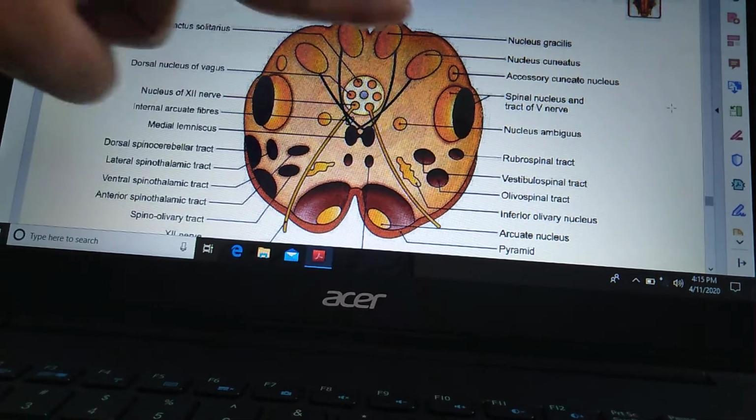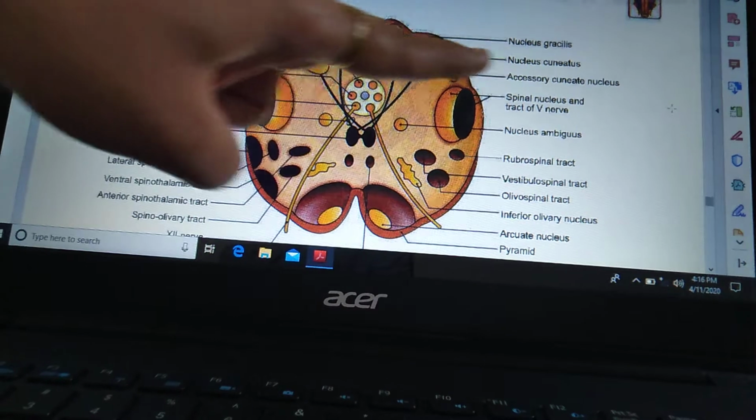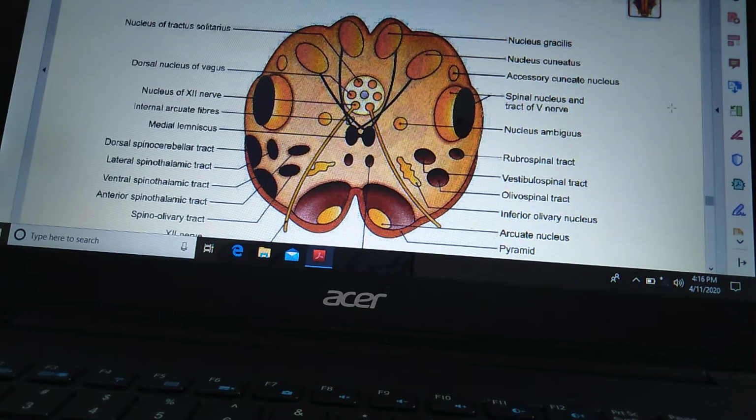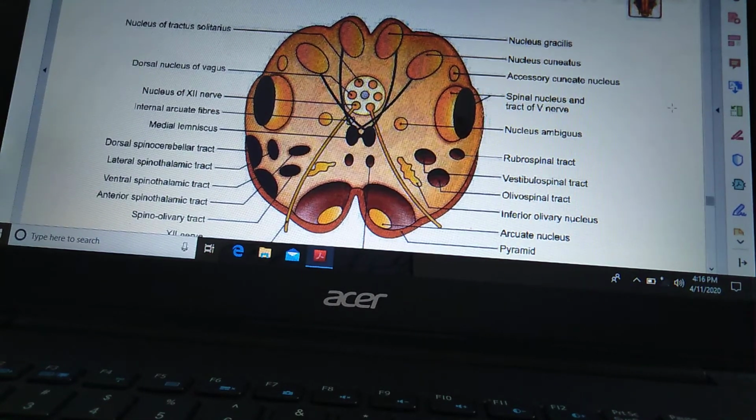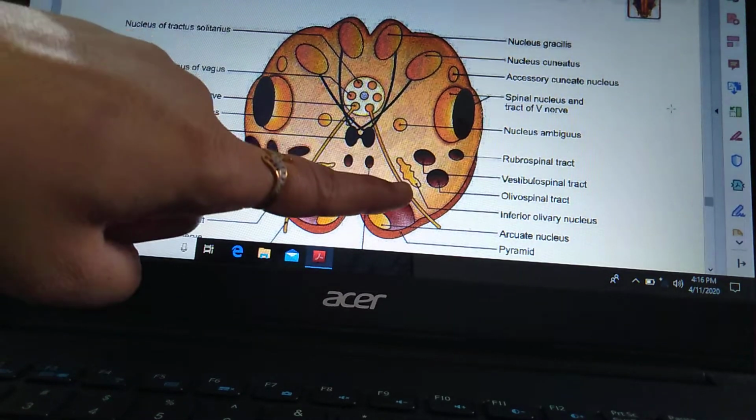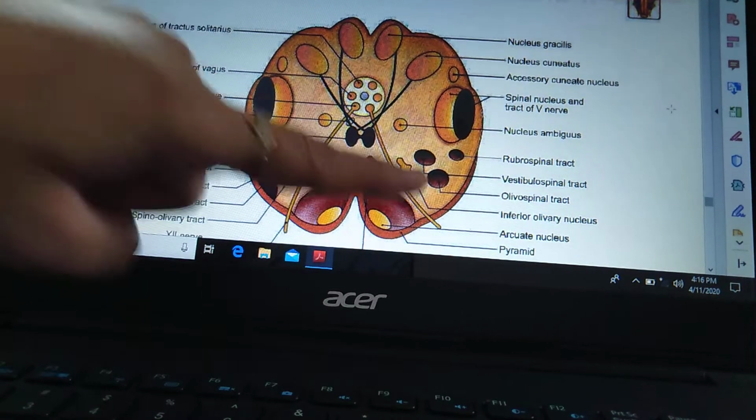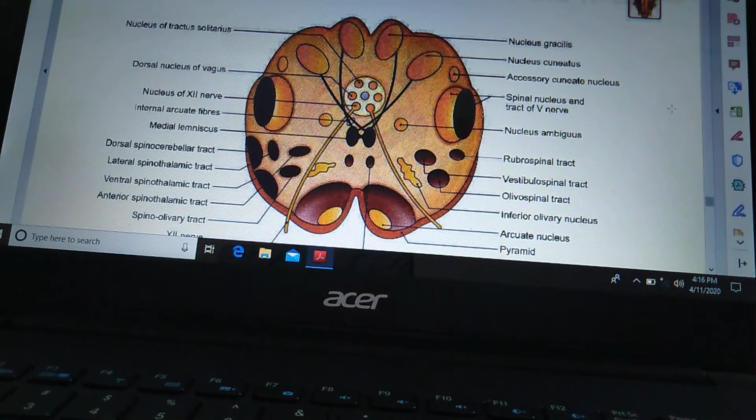Lateral to the cuneate nucleus, you will find the accessory cuneate nucleus. The nucleus of the spinal tract of the trigeminal is also separate from the central gray matter. The lower part of the inferior olivary nucleus, this area you can see, is also seen in this section, only the lower part.